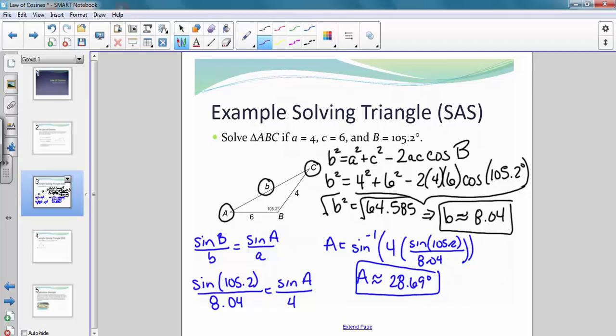And now that we know that all of the angles of a triangle have to sum to equal 180 degrees, to find that last angle, I have 180 is going to equal 105.2 plus 28.69 plus my angle C. And solving for C, I get C is approximately 46.11 degrees.